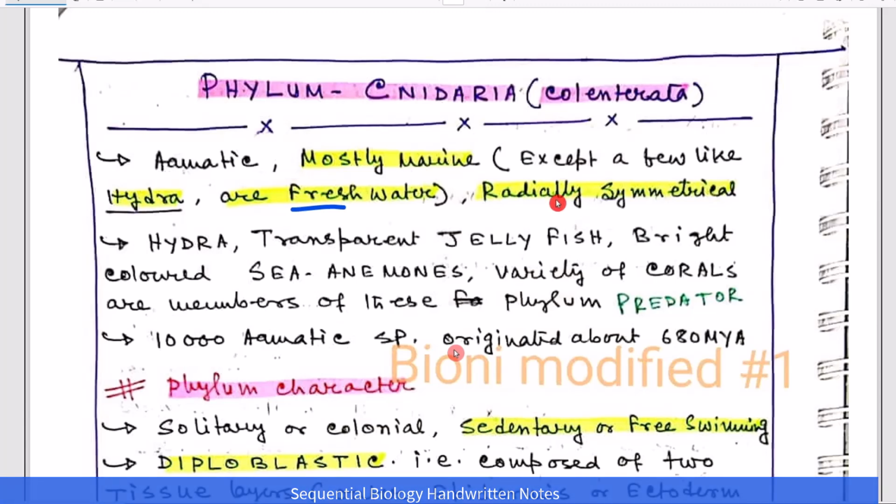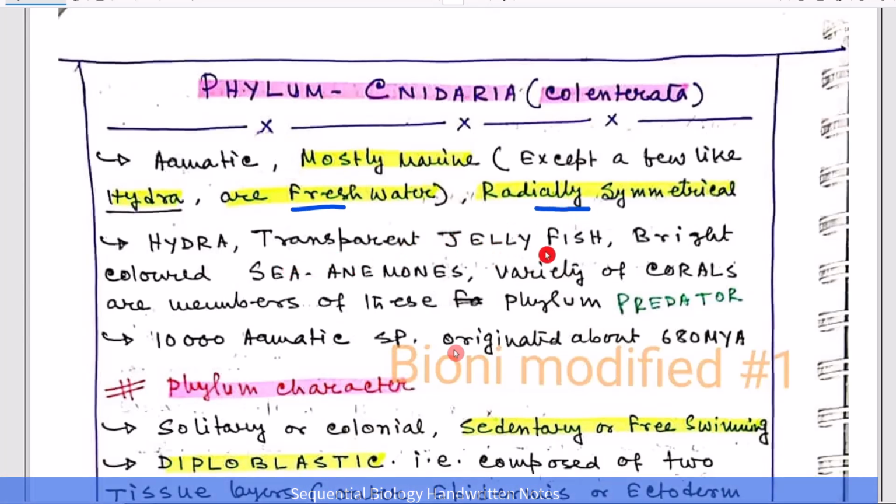This is also an important feature. Their body is radially symmetrical. In Echinodermata, the radially symmetrical body is also found in the adult, but their larva is bilaterally symmetrical. But the representatives of this phylum, the species of this phylum, are totally radially symmetrical.